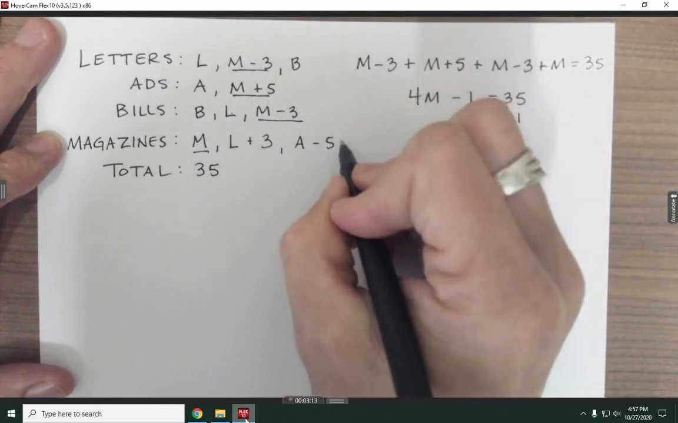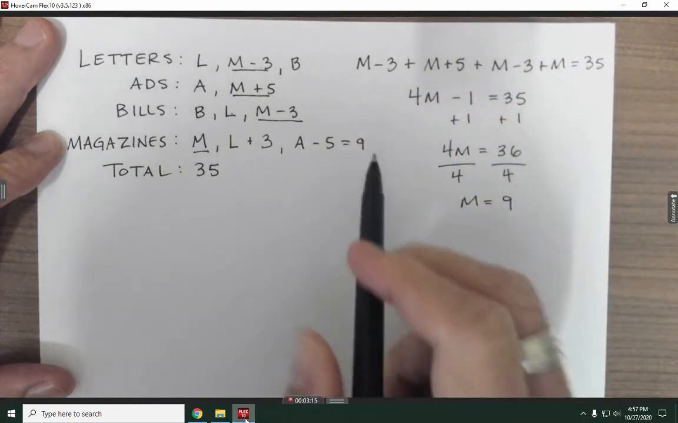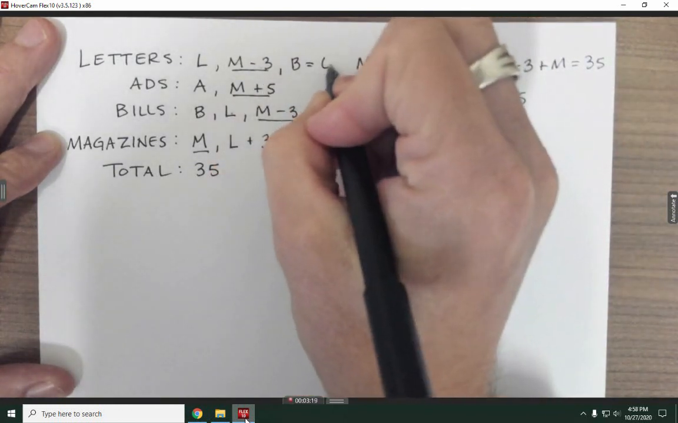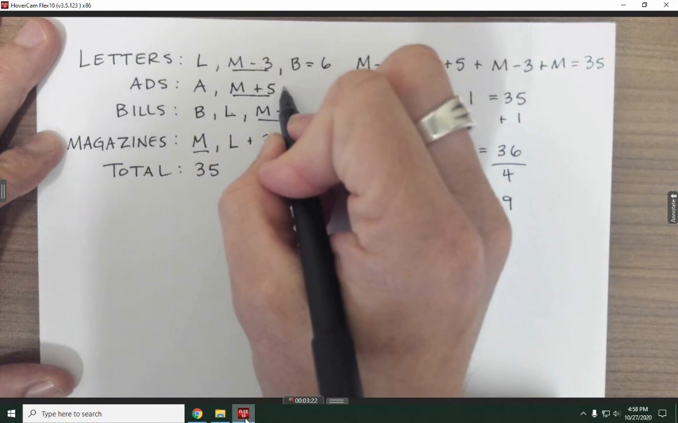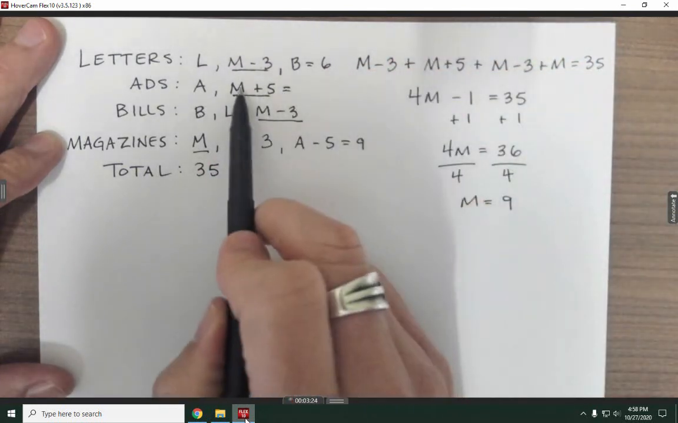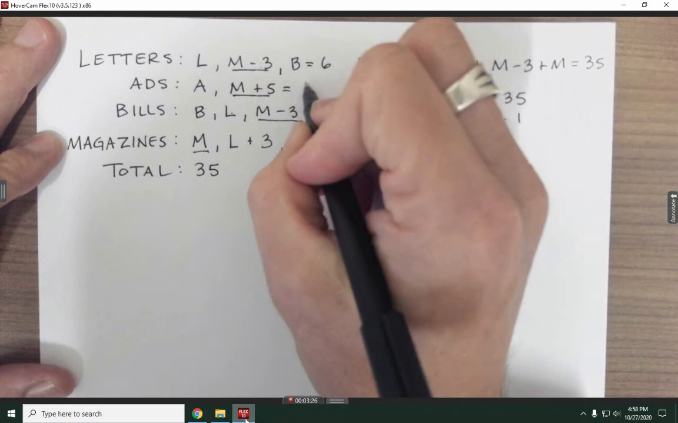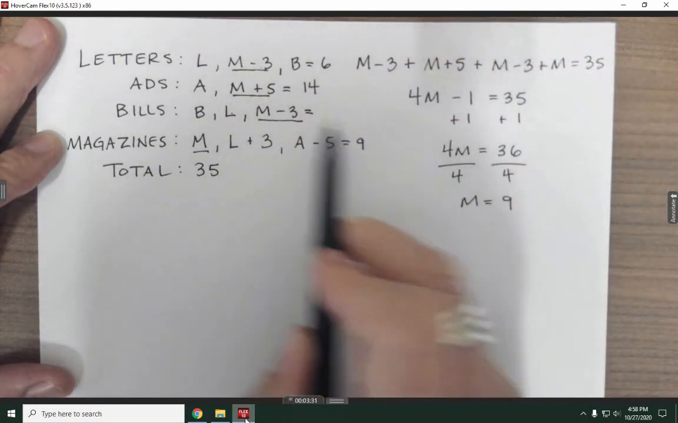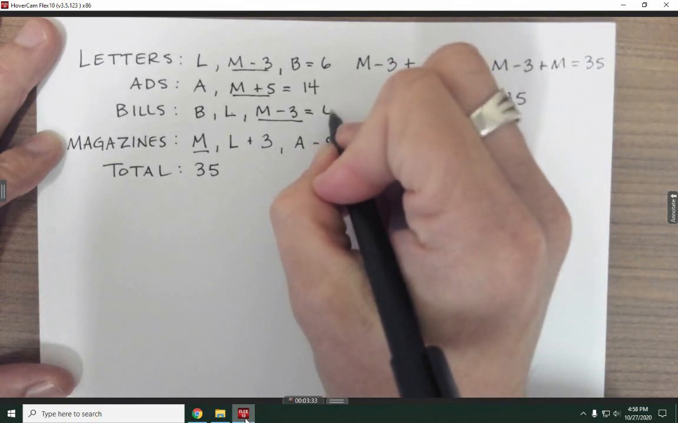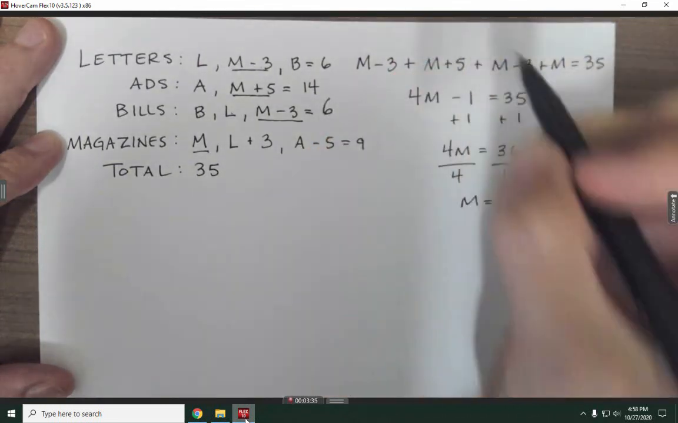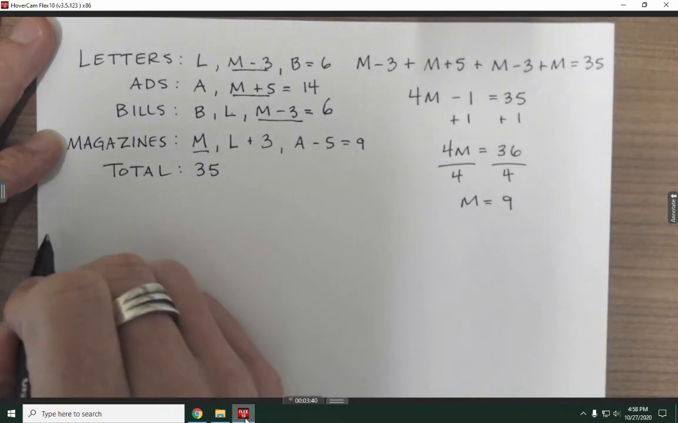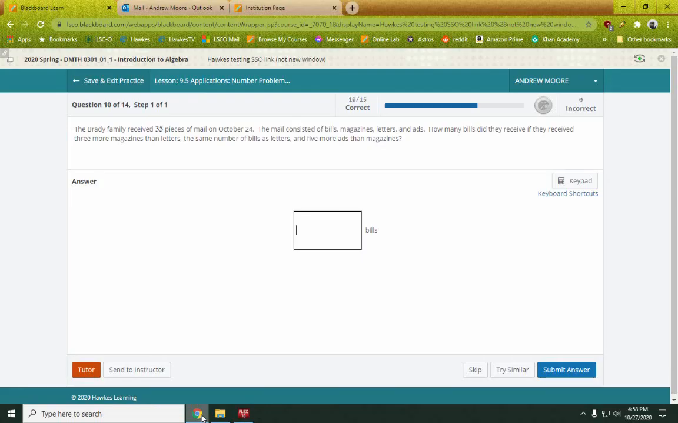So we can plug it in right here. That means we can plug this in and solve. So 9 minus 3 is 6. And then 9 plus 5 is 14. And then 9 minus 3 is 6. Now this is a lot of different mail. I don't know if I've ever had 9 magazines stuffed into my mailbox. That would be kind of crazy. But how many bills did they receive? And we said that was 6.